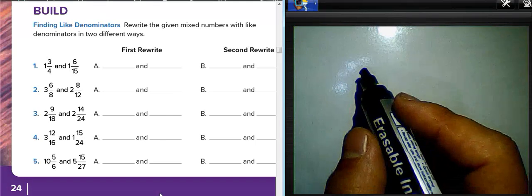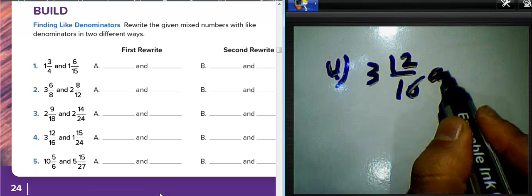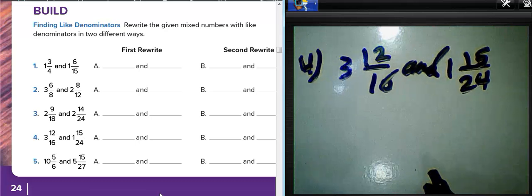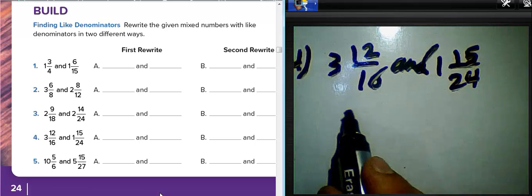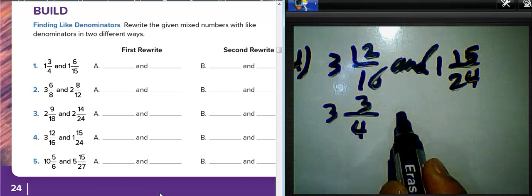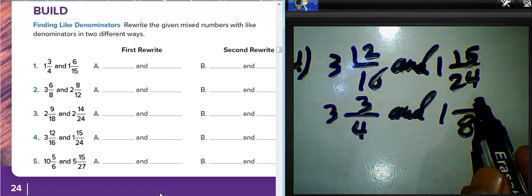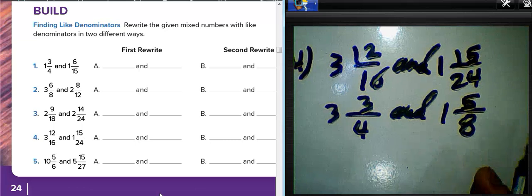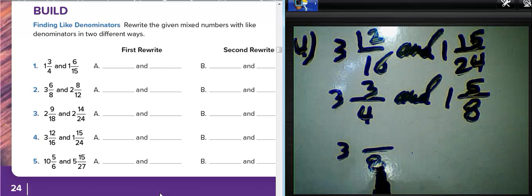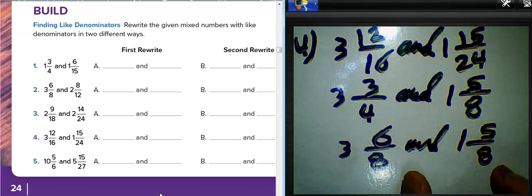Okay, the next one, we reached question number 4. Here: 3 and 12 over 16, and 1 and 15 over 24. Who can tell me? First we must simplify by dividing the numerator and denominator by 4. 16 divided by 4 equals 4, 12 divided by 4 equals 3, and 1 here. 24 divided by 3 equals 8, and 15 divided by 3 equals 5. And then we know 8 can be divided by 4. So the least common multiple between them will be 8. 4 times 2 equals 8, and 2 times 3 equals 6. And we can write 1 here outside, and 5 over 8, no change.